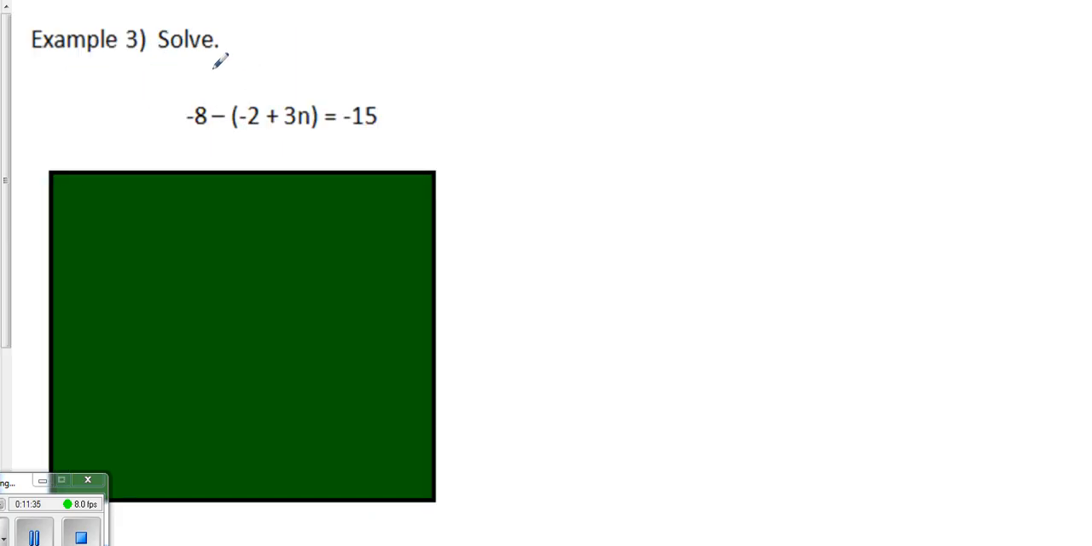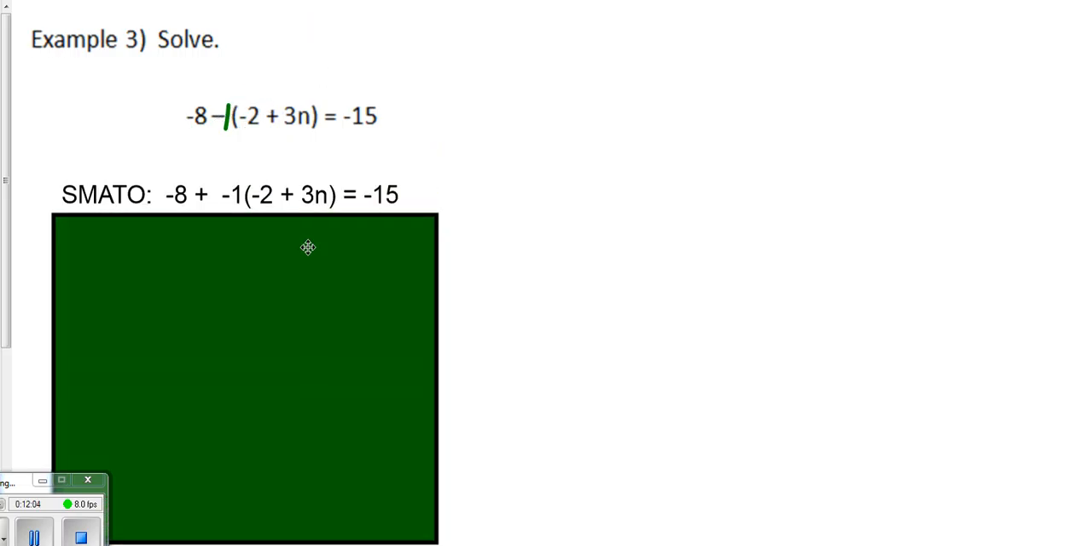Example 3, we need to solve this equation, negative 8 minus this whole piece, negative 2 plus 3n equals negative 15. Now, because this doesn't have any coefficient in front of it, but it does have this minus, we're going to put in our hidden coefficient of 1. This is saying 1 times all of this. But because it's minus 1, you might want to SMATO it and call it negative 8 plus negative 1 times all of this equals negative 15.